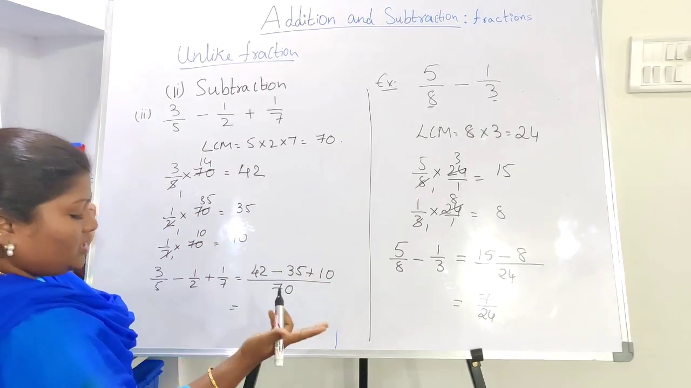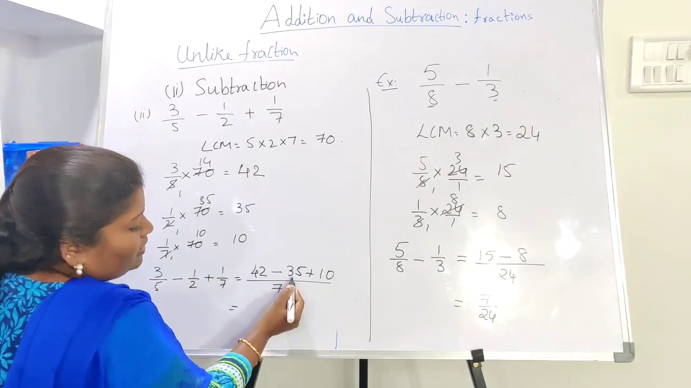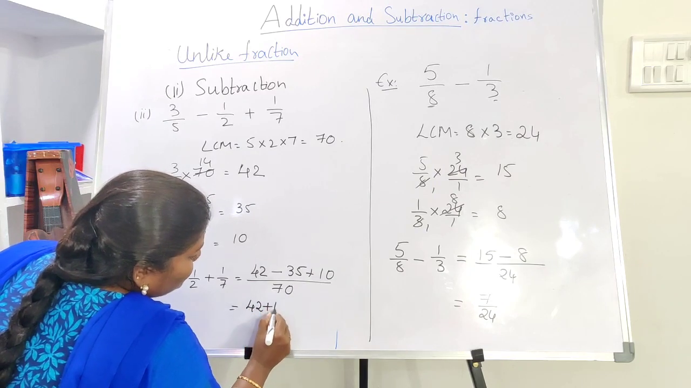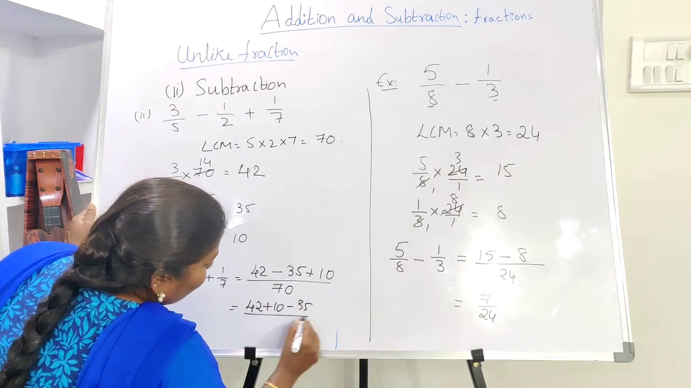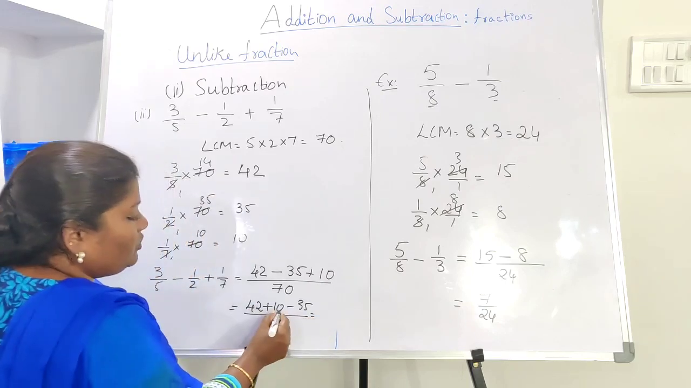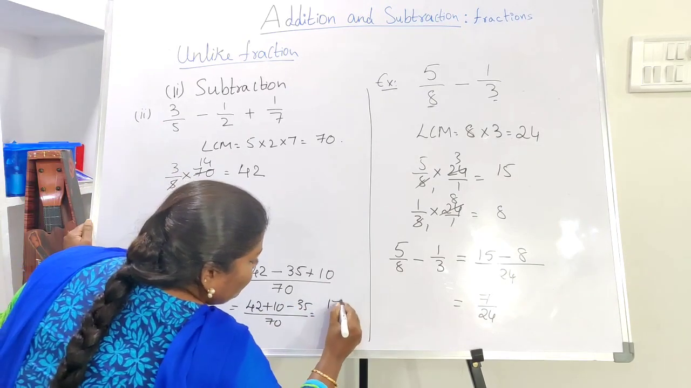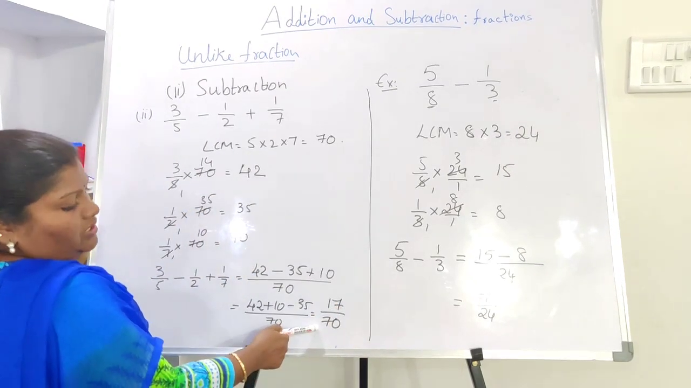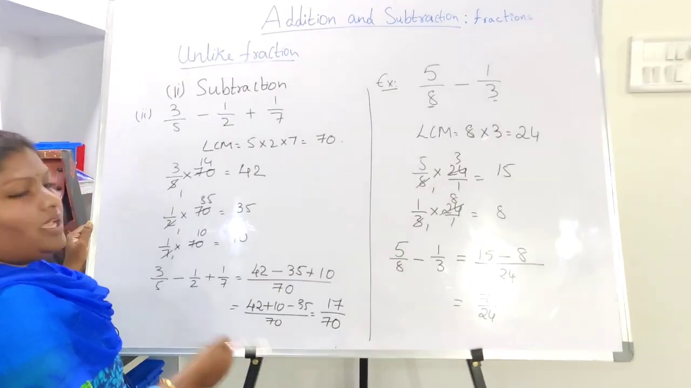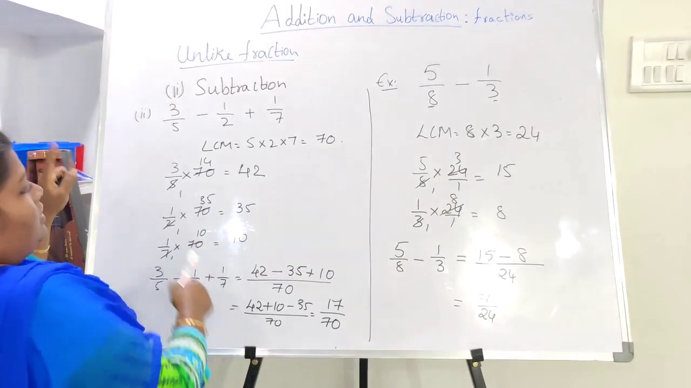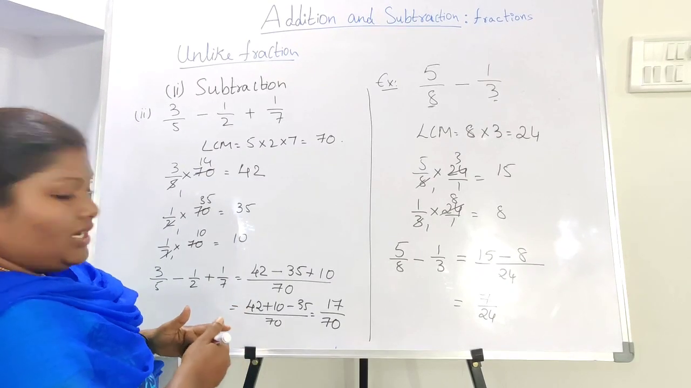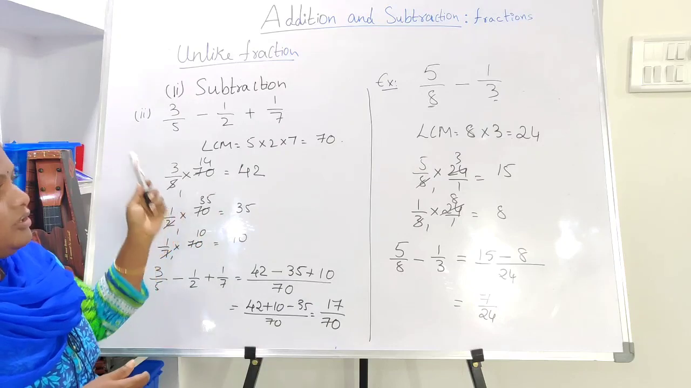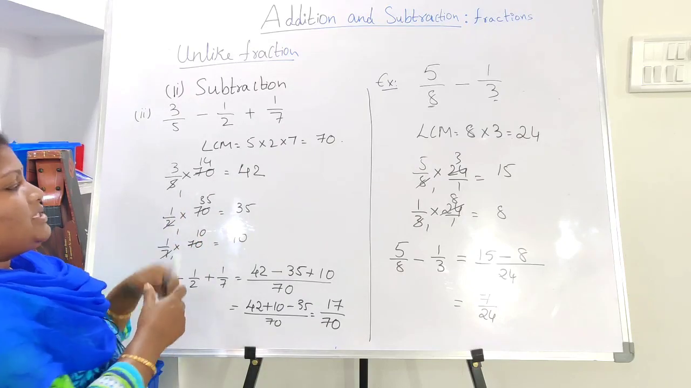Now you can do this in two ways: directly subtract and then add, or write the two addition numbers at the same place and then you can subtract. So it is 52 minus 35, and 17 by 70. Now this is a proper fraction. Here no need to convert again into a mixed fraction. So hope you have understood the content clearly. Now while doing this, there is another process which you may feel is easy. Let me explain that one.